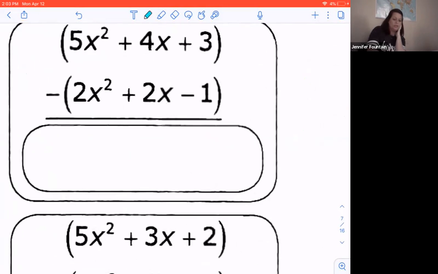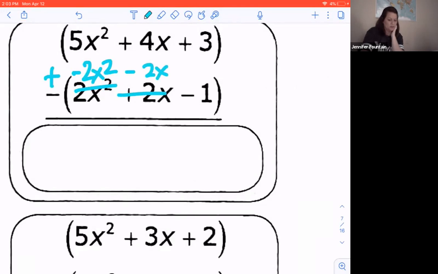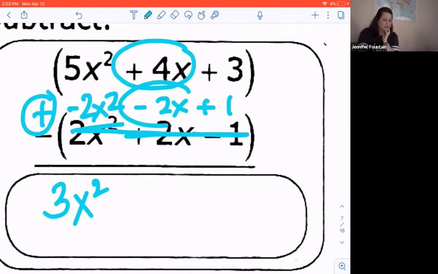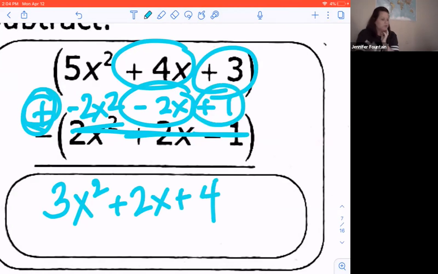Remember, this is where I'm going to change my signs. So we're going to change this to a plus. I'm going to make this minus 2x squared minus 2x plus 1. So that way I'm just marking out my bottom. So I can see I've got 5x squared plus a negative 2x squared. 5 plus a negative 2 is 3. Keep my x squared. 4x plus a negative 2x. 4 minus 2 is a positive 2. Keep my variable of x. 3 plus 1 is a positive 4. So we changed from subtraction to addition. We took the opposite signs of everything that came afterward in the second polynomial, and then we added.